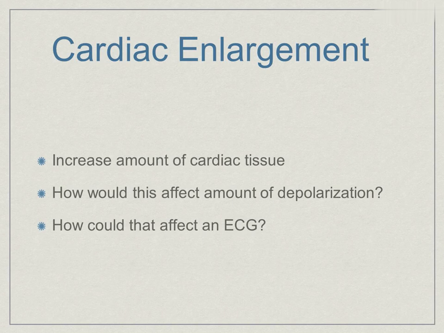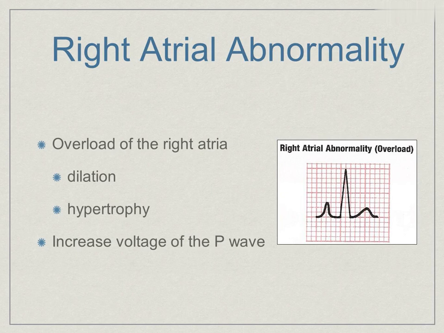How would this affect the amount of depolarization? How could that affect an ECG? Right atrial abnormality. Overload of the right atria. Dilation. Hypertrophy. Increased voltage of the P wave.